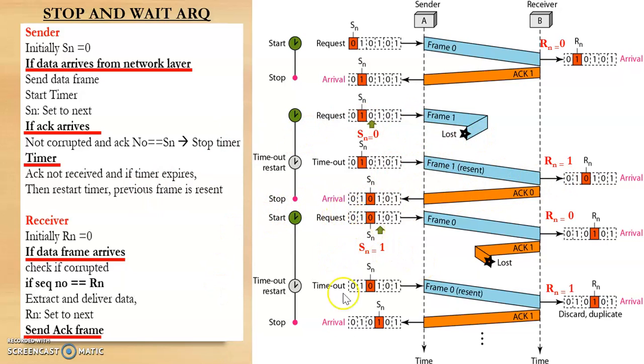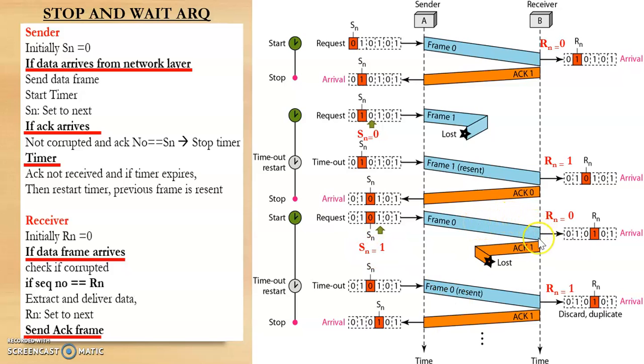Next, let us consider the third scenario wherein the acknowledgement frame is lost. So when the data arrives from the network layer, the data link layer at the sender side will send a frame with sequence number as 0, because currently the SN value was 0. Also, after sending a frame, SN will be set to the next sequence number. So currently SN was 0, so it will be set to 1.